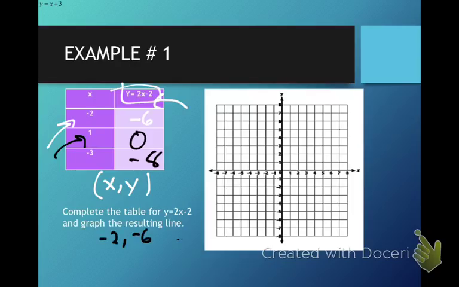So this is the point that we're working at, -2, -6. Remember to go around the x-axis first. So -2, -6, which is right here. Okay, so there's that point. You need to put a point right on there. And then you need to do the next one.